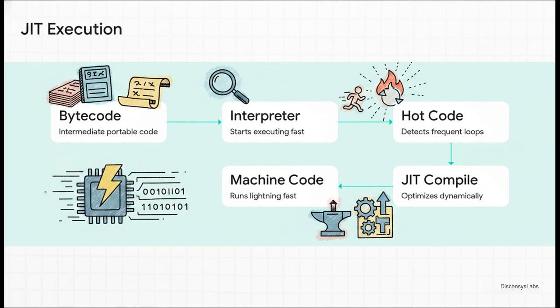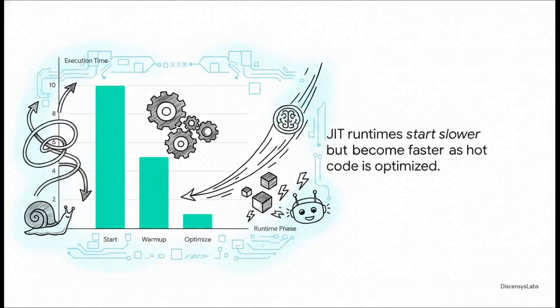Once it identifies a hot path, the JIT engine secretly, in the background, compiles just that specific piece of code into highly optimized native machine code on the fly. So the next time the program hits that loop, it completely skips the slow interpreter and jumps straight to the lightning-fast machine code. And this leads us to a fascinating phenomenon that's entirely unique to JIT systems: the warm-up phase.